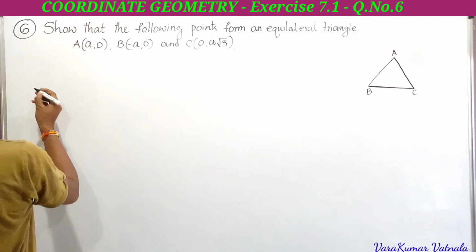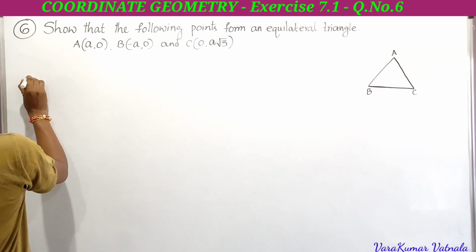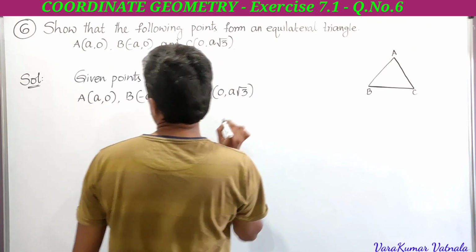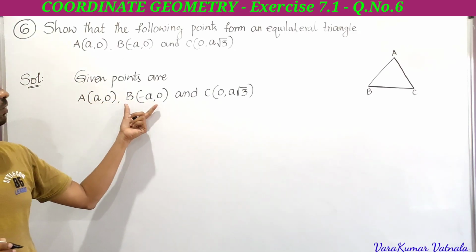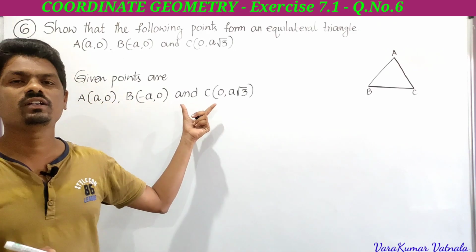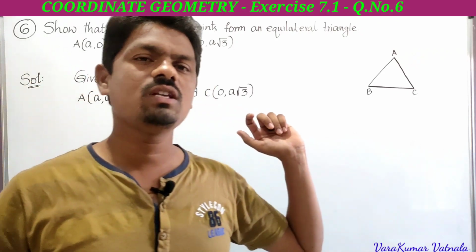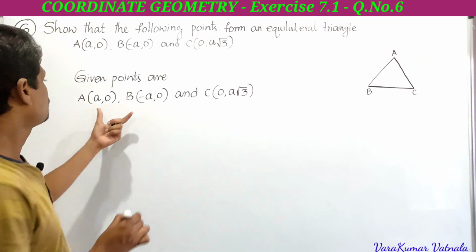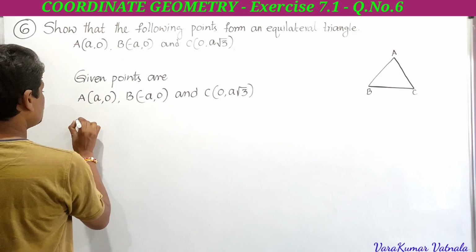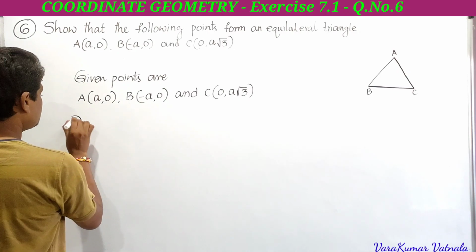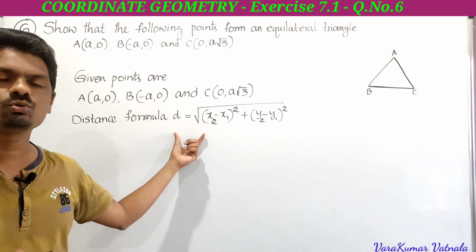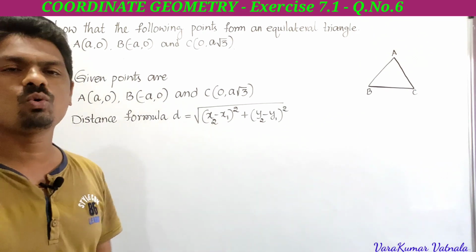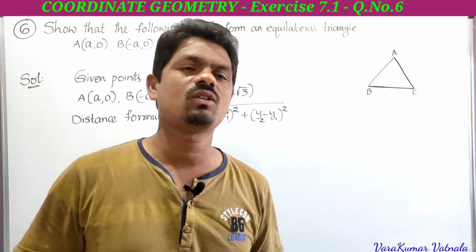See here, how can we prove? The given points are A (a, 0), B (-a, 0) and C (0, a root 3). Now I have to find the distance using the distance formula. What is the distance formula? D is equal to square root of (x2 minus x1) whole square plus (y2 minus y1) whole square.